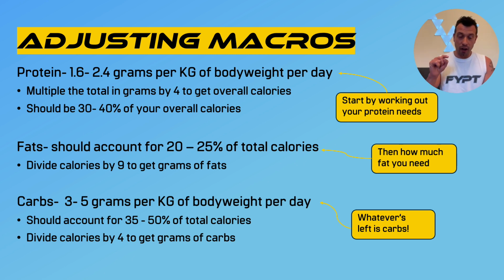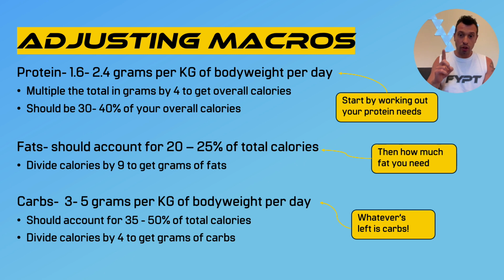Once we have that figure, we then start with protein. So I would roughly go, as I've said before, double your body weight in kilograms in grams of protein per day. So work that out, times that number by 4 to work out how many calories that is, and minus that from the total amount of calories you're going to eat in a day.